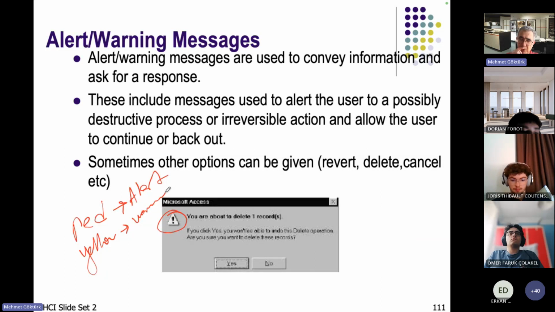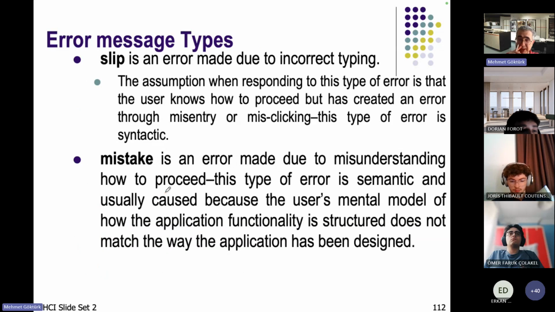In what cases do we use them? There are two types of error messages because there are two types of errors. The first one is the slip. The second one is the mistake. A slip is an error where you know the answer, you know what to do, but you mistype. You misclick. You mistype. You know that you are wrong.